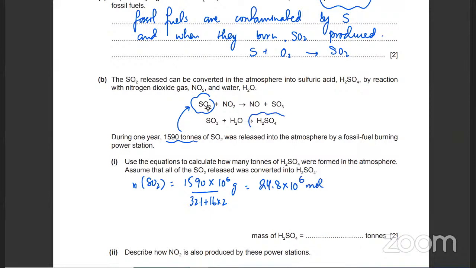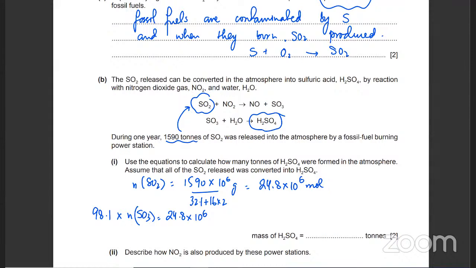Now H2SO4 will have exactly the same moles, because one SO2 produces one SO3 and then one SO3 produces one H2SO4. So everything is 1:1. The simple ratios are 1:1. So the moles of SO3 are exactly the same, and that's 24.8 times 10^6. And to find the mass, you would multiply it by the MR of this thing. So what is the MR? That's 98.1. I think we check.